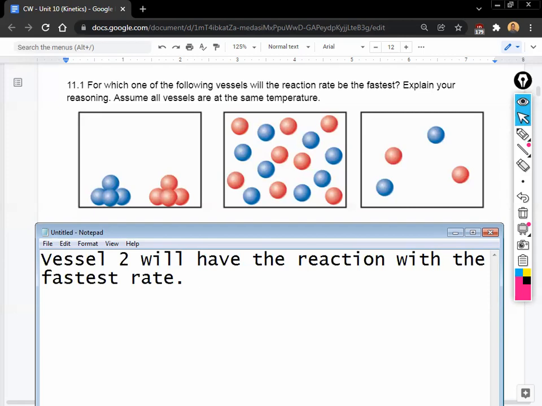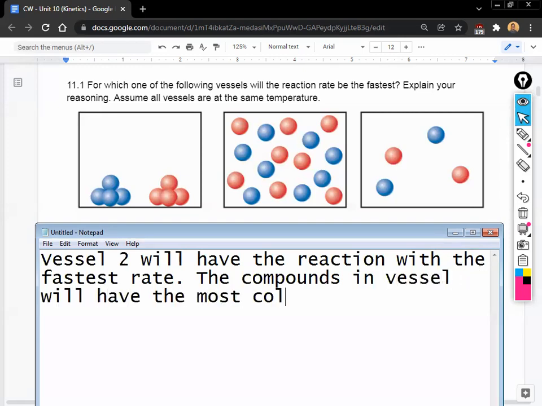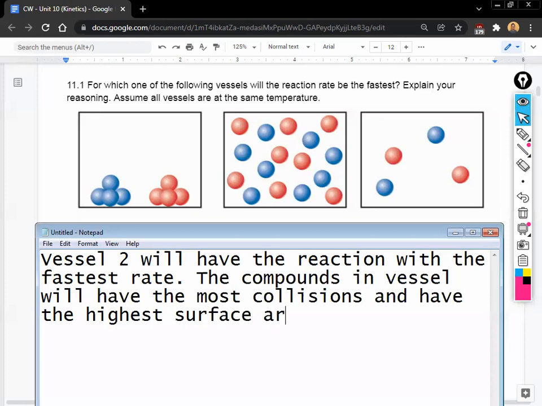We said temperature is the same, so we don't need to worry about temperature. There's no catalyst mentioned, so we don't need to talk about catalyst. So we do need to talk about the other 2 things, right? The surface area and the number of collisions. And so here we can say that the compounds in vessel 2 will have the most collisions and have the highest surface area for the reaction. Okay, just that.